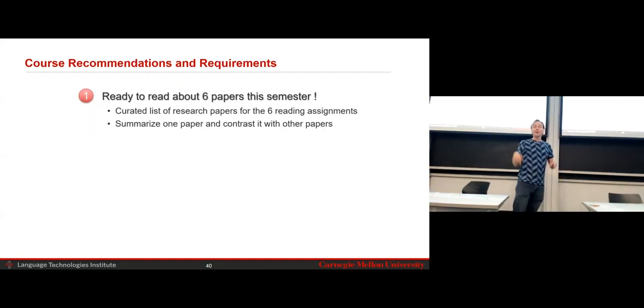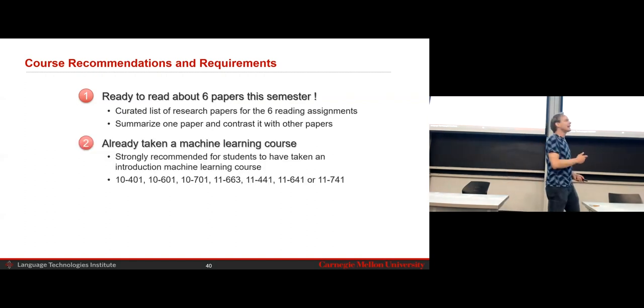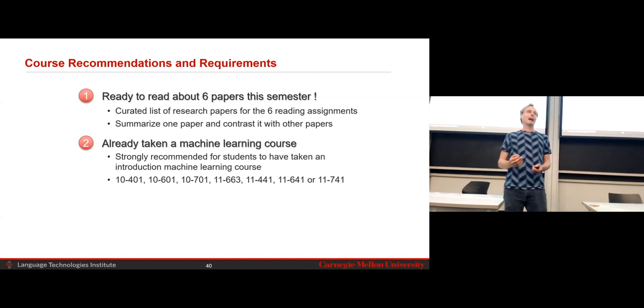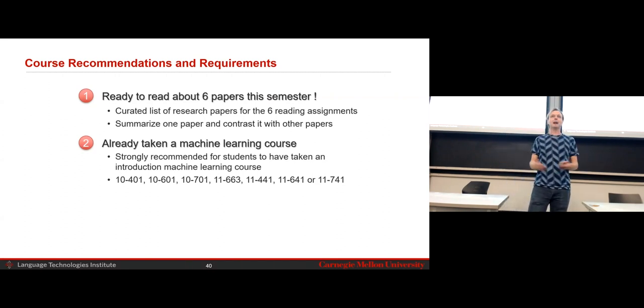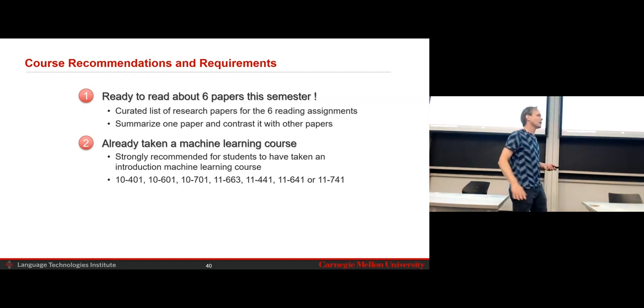So if you're here and you're still here on Thursday, it's because you at least accepted those 3 things. You should be ready to read 6 papers. Come on, 6 papers. Okay, but read them, please. You've already taken some machine learning. I will not teach you PyTorch. If you've never touched PyTorch, or done any deep learning or basic machine learning, you should have done that. So basic machine learning should be there.